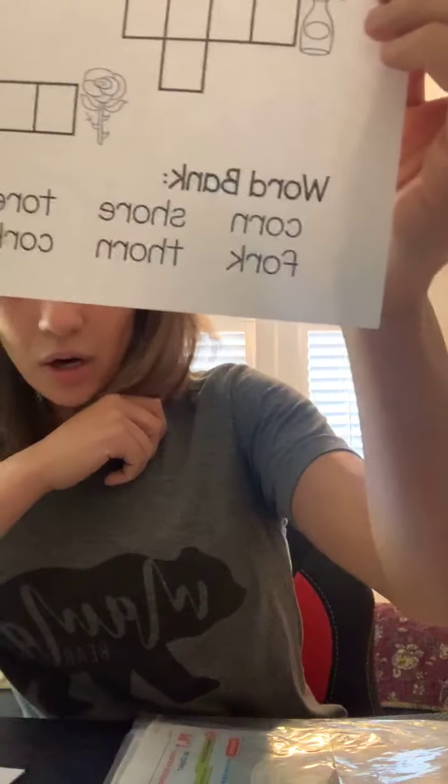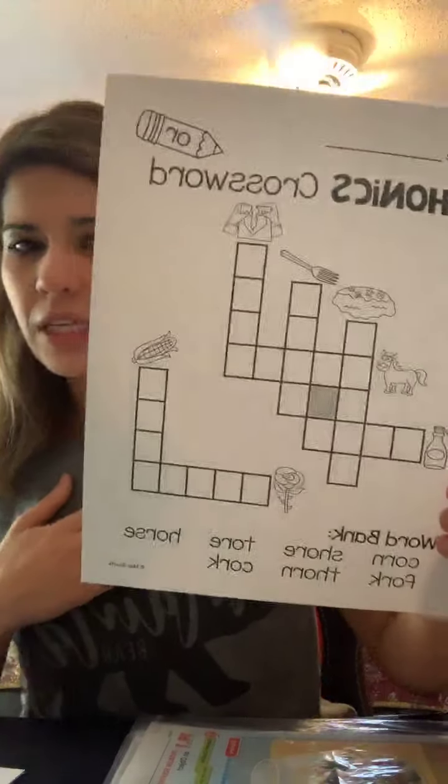After you finish your phonics, there is a crossword page. The word bank is at the bottom. You will likely have to assist your student with this, and that is okay. We do these a lot in kindergarten as whole group, and then as they get a little more familiar with them, you'll start to see them being able to do it on their own.